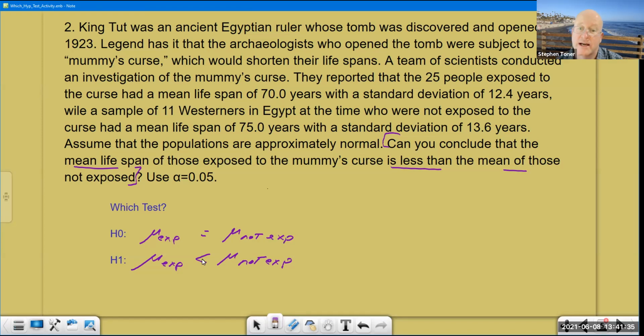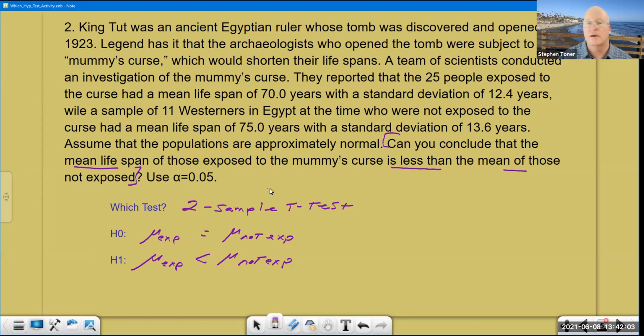Now, which test is it? We obviously have two means, and it's not a paired set of data. So this is a two-sample t-test. But we're not quite done yet, because we need to determine whether we're going to pool the standard deviations or not. It's not about whether the sample standard deviations are the same. They aren't. It's whether the population ones are, and we don't know.